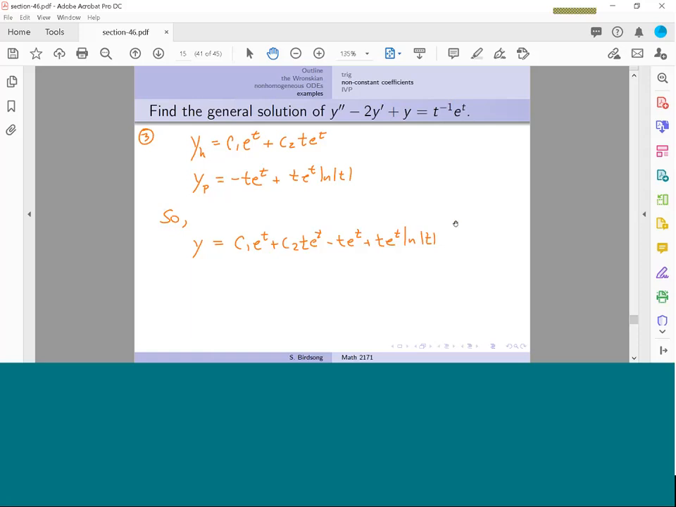Now, this here is a perfectly fine answer, but I am going to claim that a better answer is this one. That the general solution is actually some constant times e to the t plus some constant times t e to the t plus t times e to the t times natural log of t. Anybody have a guess what happened between that last line and the line right before it? There is a difference.